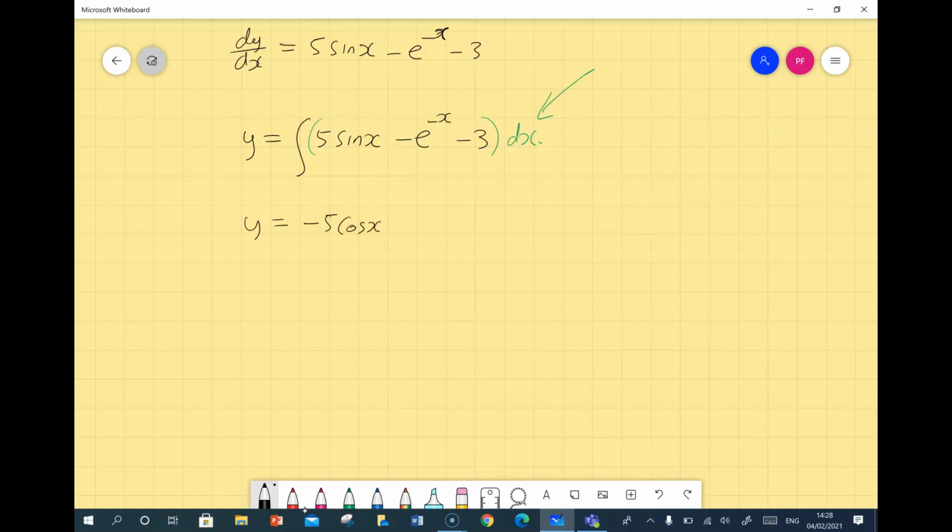Now we spoke about this integral already. e to the power minus x, we did that already, and the integral of that is 1 over minus 1 e to the power minus x. The integral of minus 3 is going to be minus 3x. Then I'm going to have my plus c.